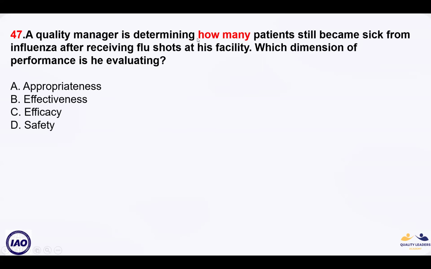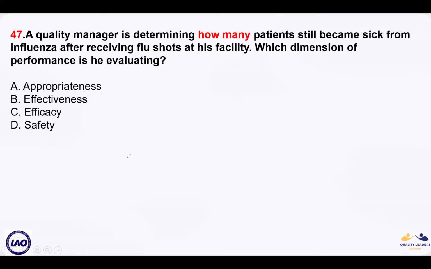Now, a quality manager is determining how many patients still became sick from influenza after receiving flu shots at his facility. Which dimension of performance is he evaluating? Again, if at all it's talking about how many, it's the capacity, but in a way, it's talking about how many people became sick even after receiving flu shots at his facility. At his facility, it's more about a non-controlled setup.